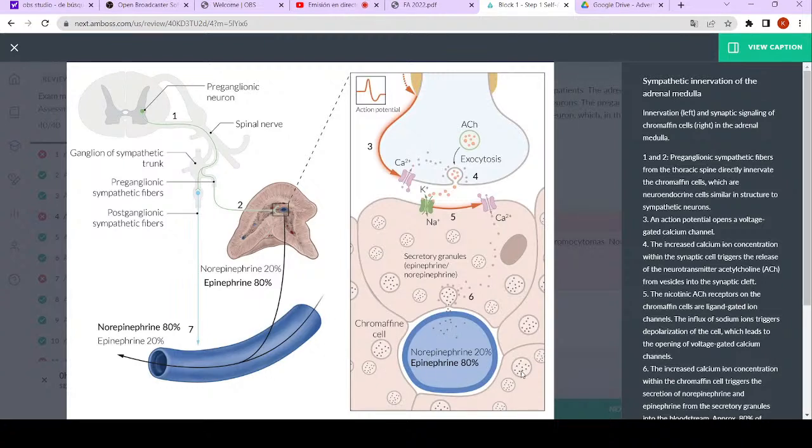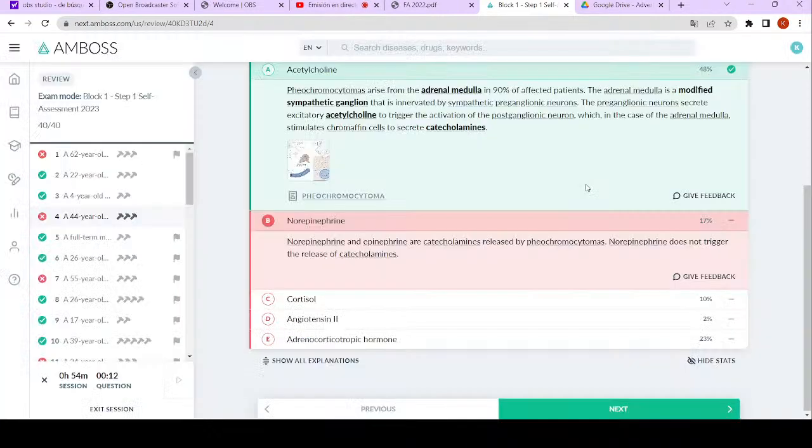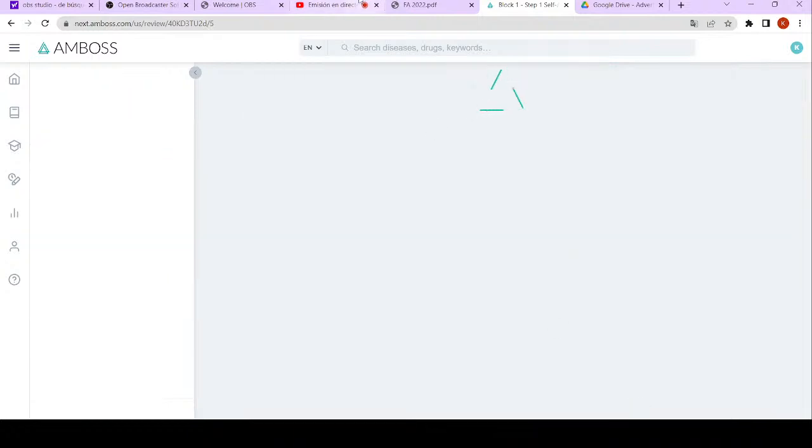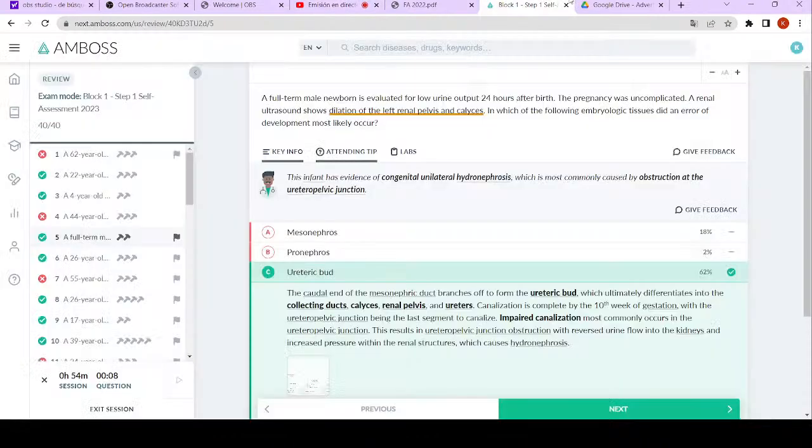The most important one is epinephrine at 80% and 20% norepinephrine, but there is more norepinephrine all over our body. Here is a picture, because it is actually released from the postganglionic fibers. So there is more norepinephrine than epinephrine in our whole body. Well, then we're going to review the next question.